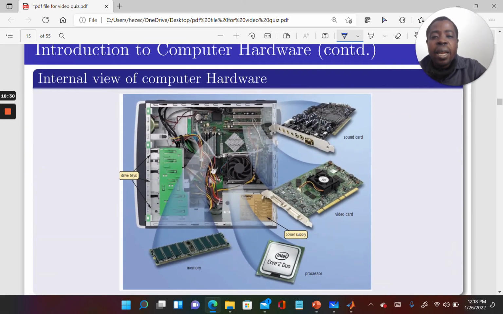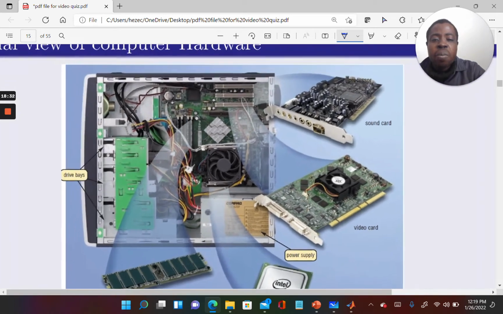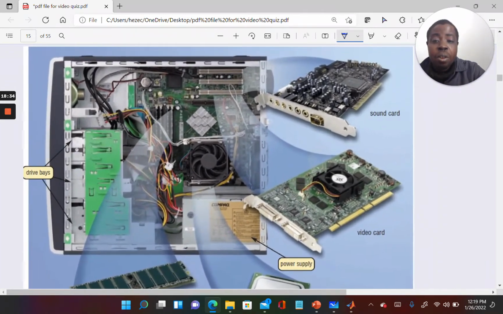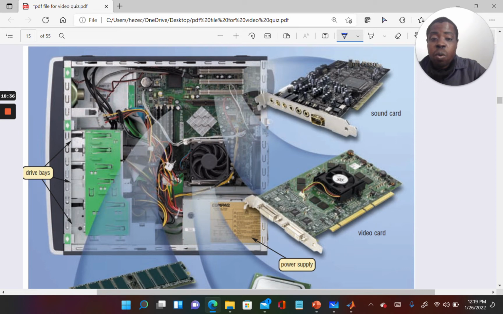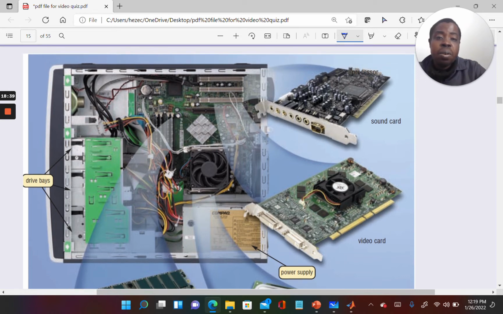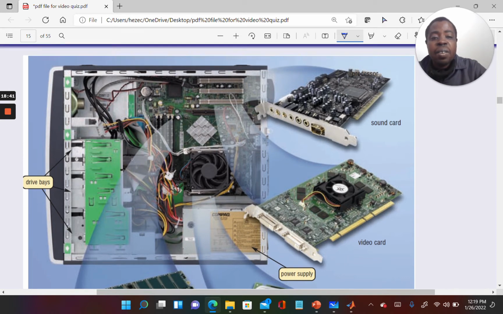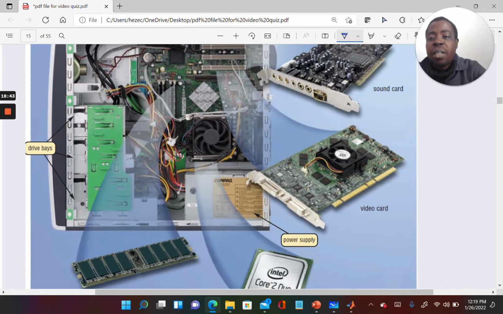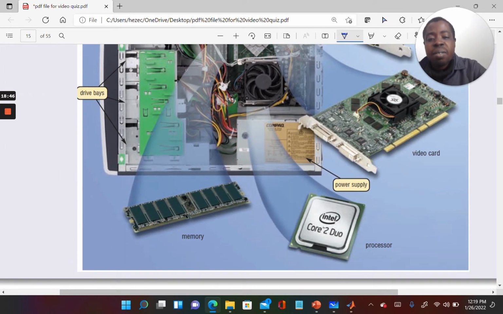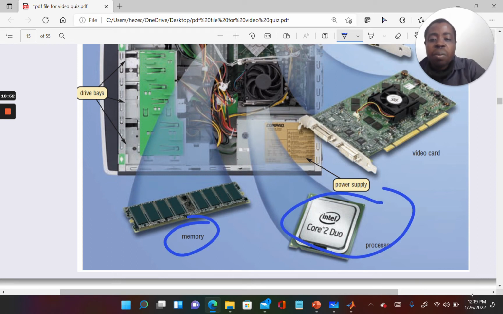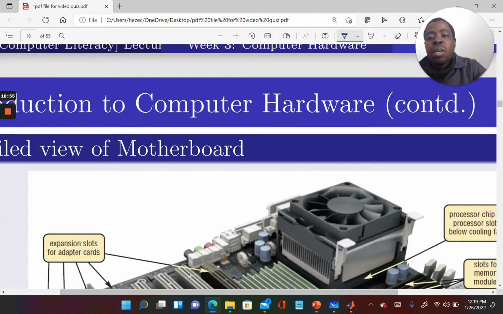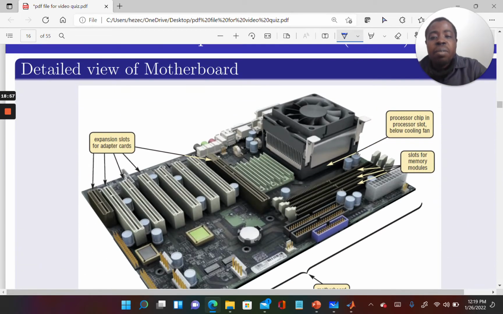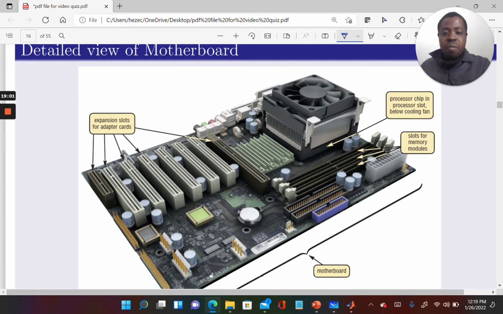Look at the internal view of a desktop hardware, the one that guy assembled in that video. Look at it. Look at the sound card. Look at the video card. Look at the power supply. Look at the drive bay, processor. Imagine. Look at the CPU. Look at the memory. And the motherboard is this. Look at the motherboard. This is clearer than what you've seen in the video.